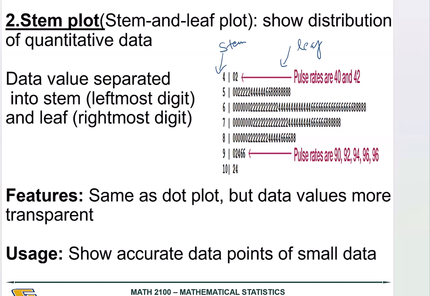In this case, we have one observation of 40 and one of 42, so that's two pulse rates, one is 40 and one is 42. The same thing, we have pulse rate 50, two of them, 50, 50. For 52, we have 1, 2, 3, 4, 5, so five 52s, and then so on, 54, 56, and 58. For 56, we have two, and for 58, we have 1, 2, 3, 4, 5, 6, 7, 8 of 58, and so on. So it does show the accurate data points of small data.